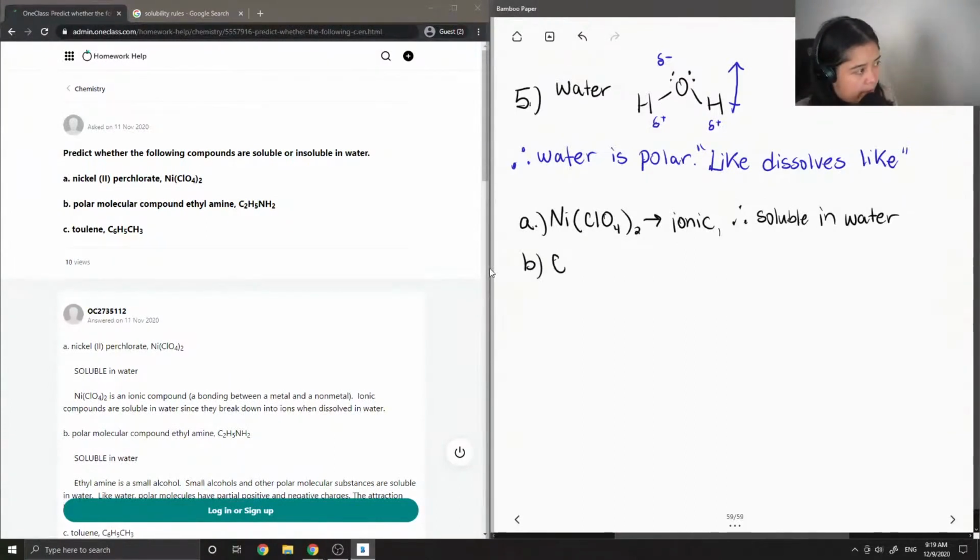So for B, we have ethylamine. And the question already tells us that this is a polar compound. So therefore we know that this will also be soluble in water.